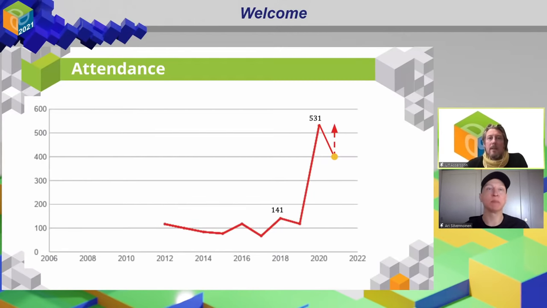Here, you can see the attendance numbers for the last decade. It has been fluctuating around 100 attendees from 2012 to 2019. But as you can see, having the conference go virtual last year naturally boosted the attendance numbers up to around 500 registered participants. Nevertheless, I think we're all longing for the possibility to see each other in person at a real life conference, and hopefully that will be possible next year. Let's see if there is a way to combine the best of both worlds. Right now, as of a few moments ago, we reached 429 registrations and we want more. So please register, it's free.